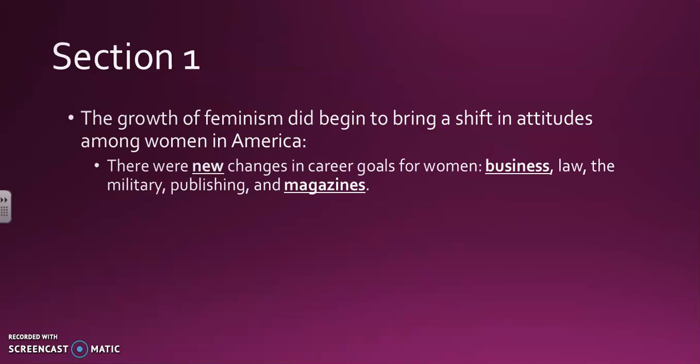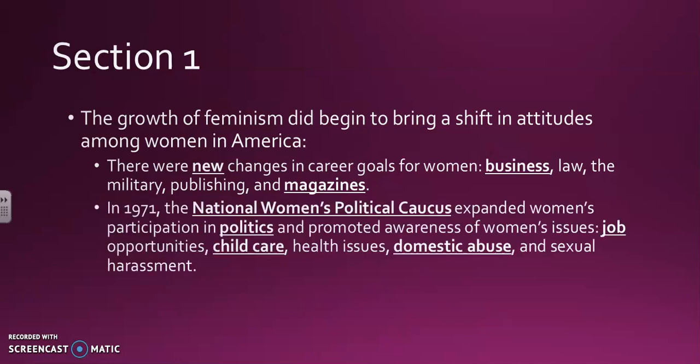There were new changes in career goals for women, such as business, law, the military, publishing, and magazines. Will all be career fields that women are going to start breaking into. In 1971, the National Women's Political Caucus will expand women's participation in politics and promote awareness of women's issues, job opportunities, childcare, health issues, and domestic and sexual harassment.